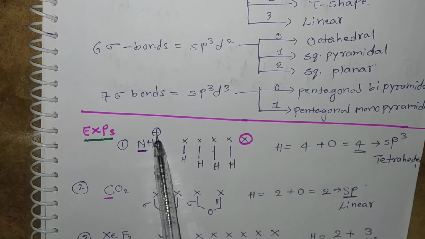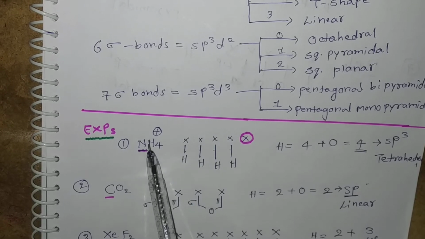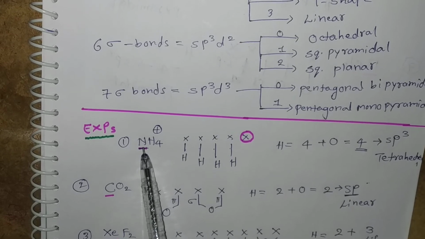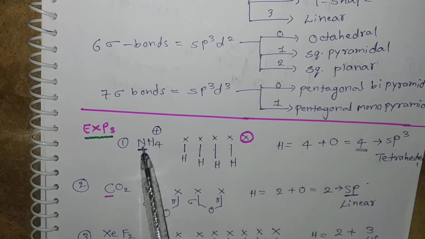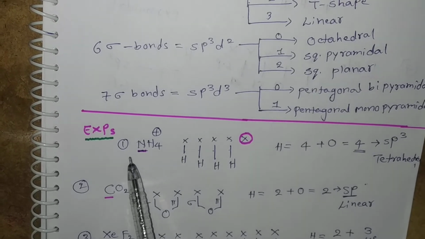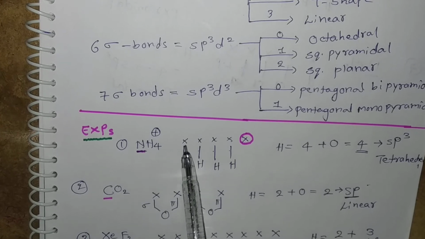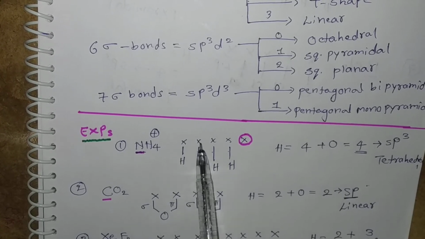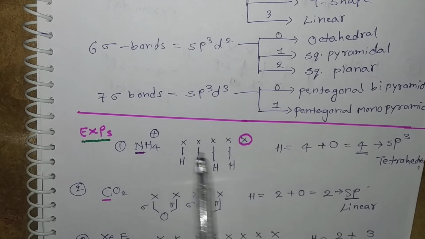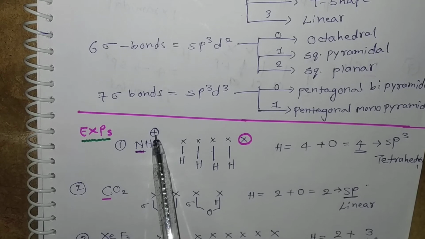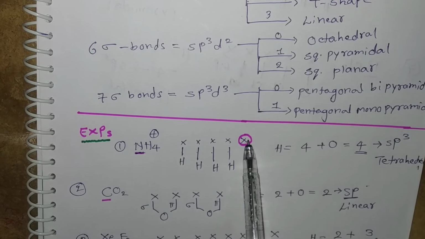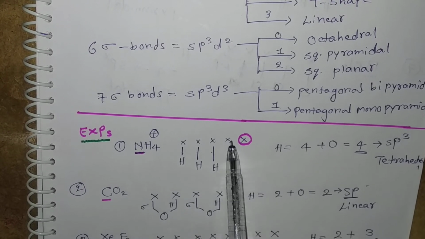NH4 plus. In this molecule, nitrogen is the central atom. Nitrogen belongs to the 5th group in the periodic table, so it has 5 valence electrons. The central atom's valence electrons are represented as crosses: 1, 2, 3, 4, 5. But the charge is plus, which means removing an electron from the valence electrons. 1 electron is removed and the remaining valence electrons are 4.